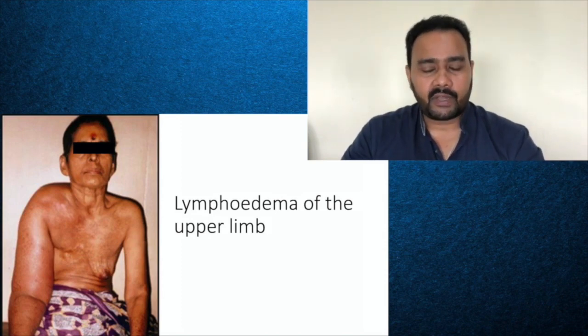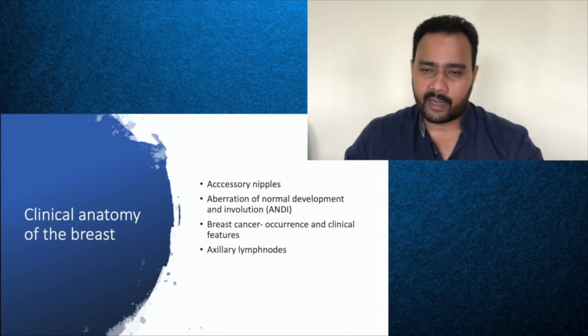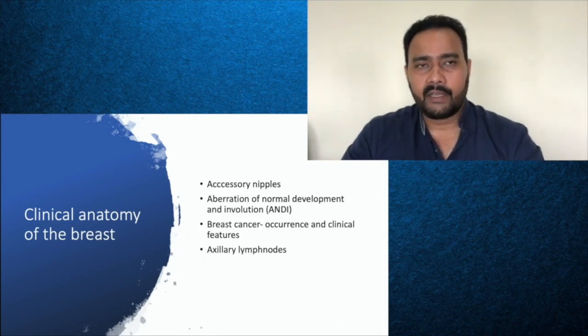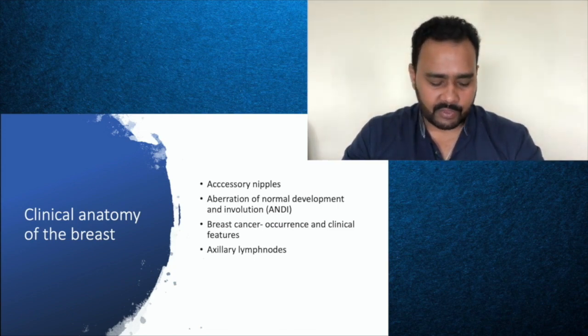So the first one I have mentioned in the breast, accessory nipple. Why is it important? Because a lot of people might have a concern, and as a doctor you should know what that is. So that is accessory nipple. Then there is breast lump. Benign breast lump occurs in the breast along the development. So that is what we call ANDI.